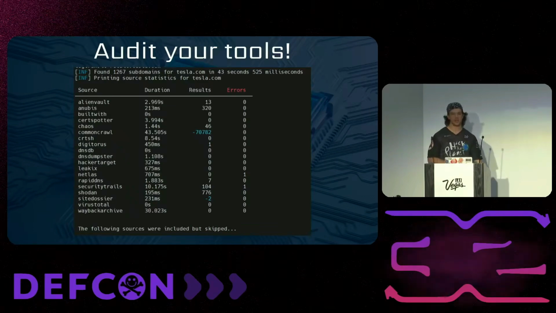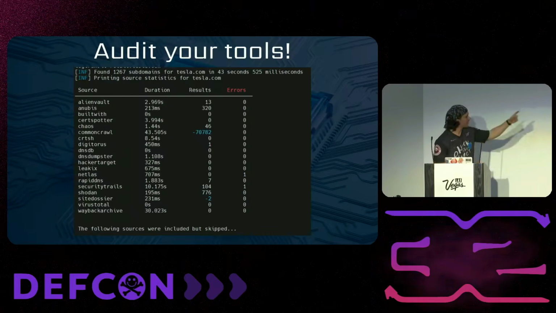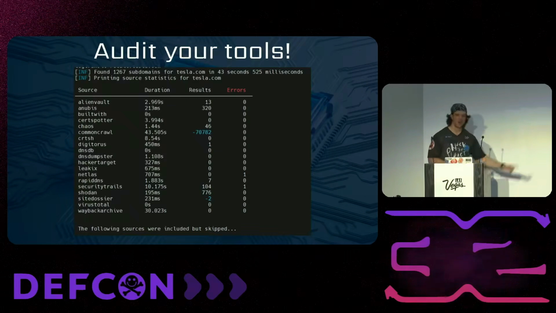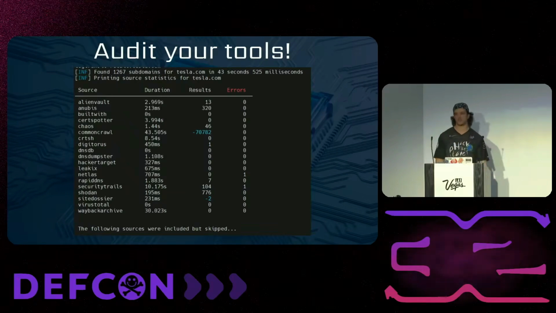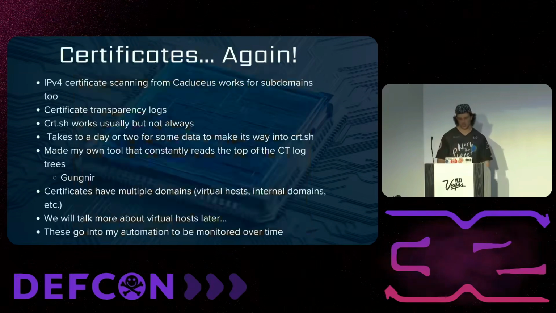70,782, which makes a ton of sense. So I ran for 43 seconds for an error, basically. If you look at the next slowest, it was 10 seconds from Security Trails or 30 seconds from Wayback Archive that also gave me nothing. So if I cut out Common Crawl and Wayback Archive, lose no results, I would have run in about 10 seconds, because I think Security Trails is the next slowest. So I'd have run in a quarter of the time and gotten the same things just by paying attention to what sources I'm using and what they're actually giving me, right?